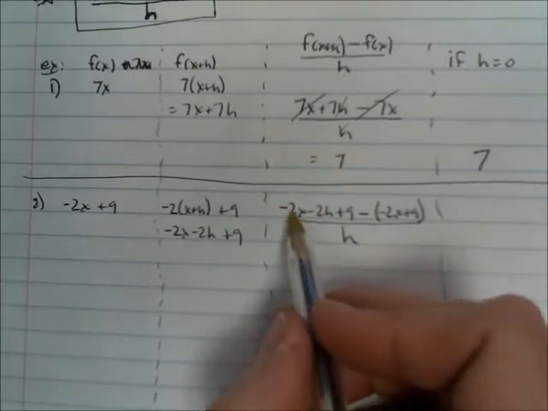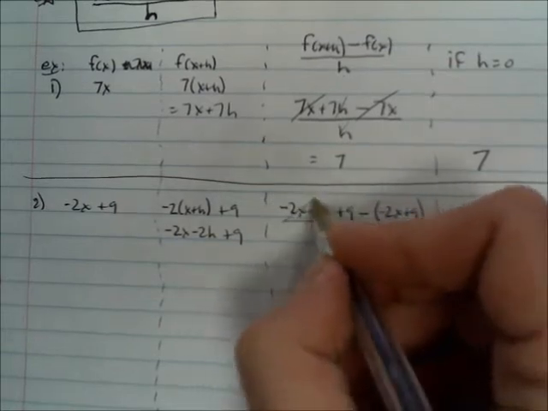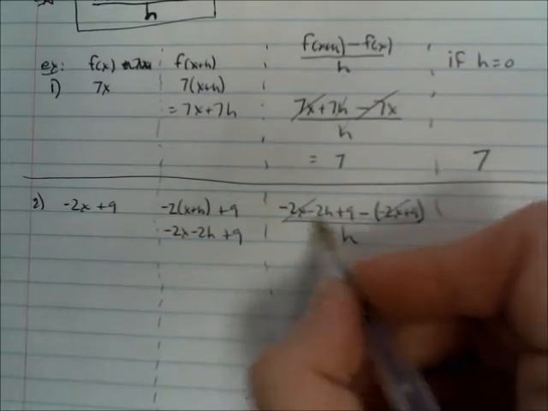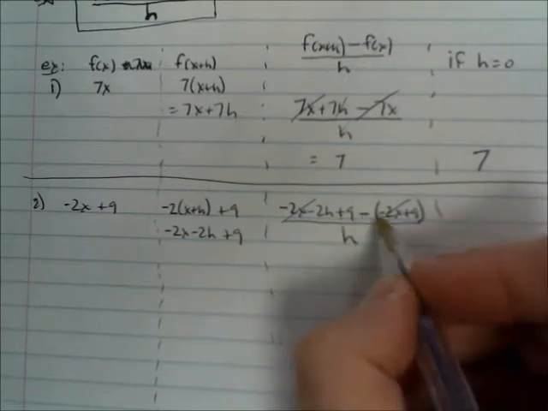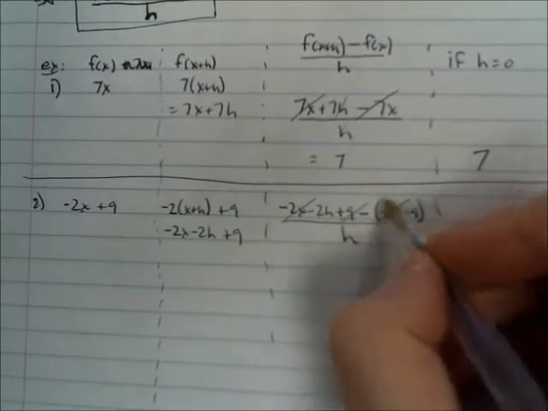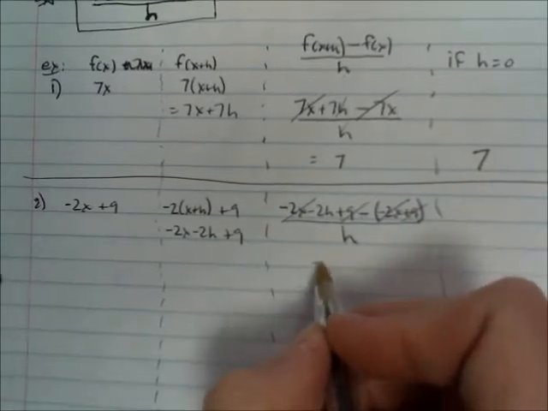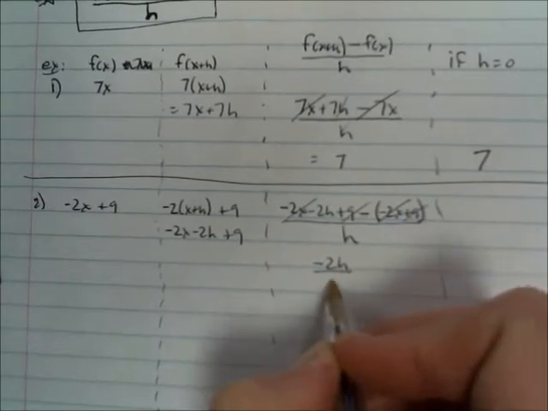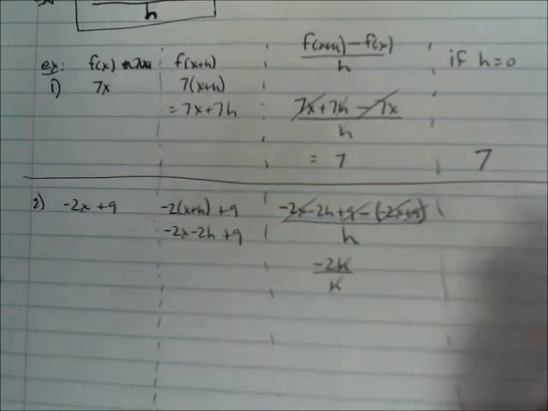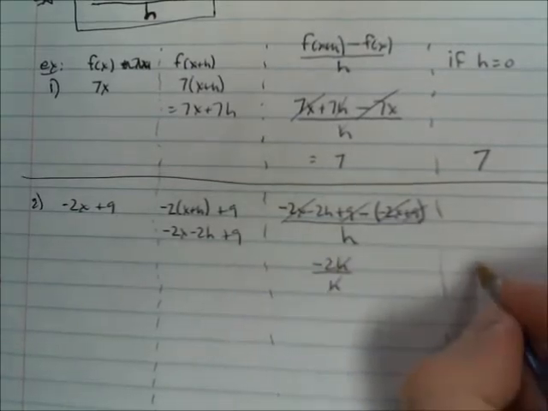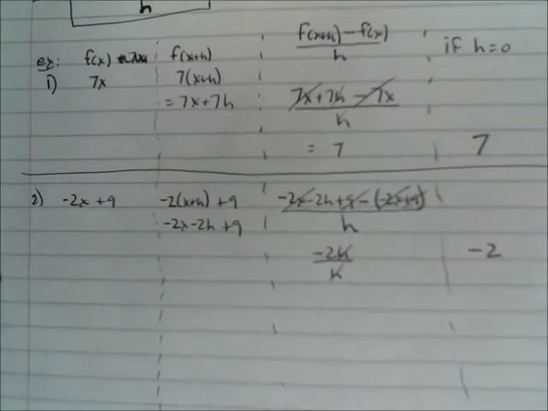So what we have is negative 2x minus a negative 2x. They'll cancel out because that'll be negative 2x plus 2x. We have a positive 9 minus a positive 9, so those 9s are going to disappear. And what we're going to be left with is negative 2h all over h. Well, the h's are canceled out, so if h is equal to 0, it doesn't matter. They canceled out. So the answer would be negative 2 if h equals 0.